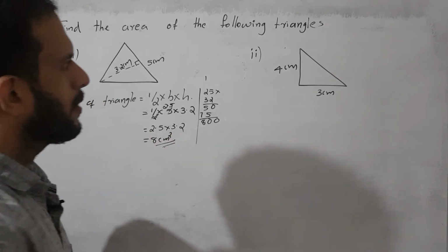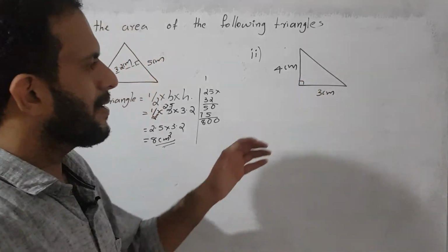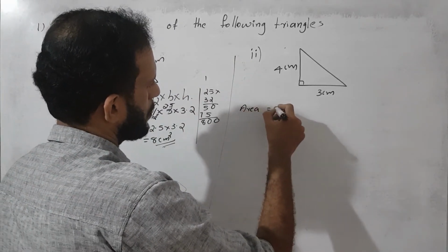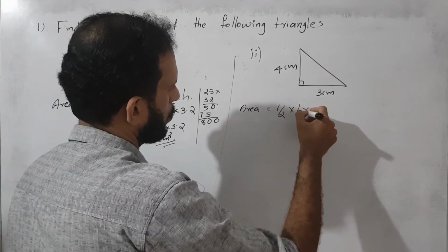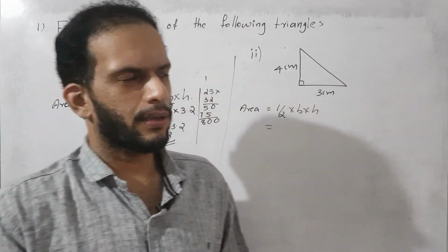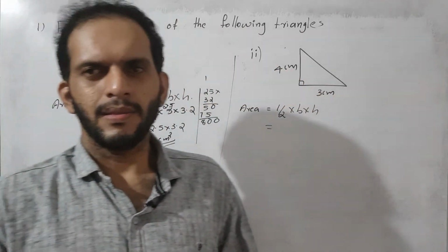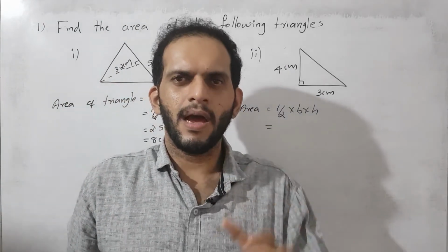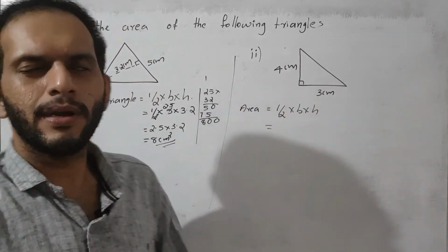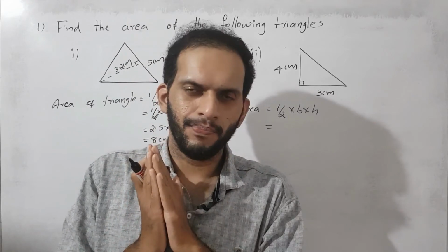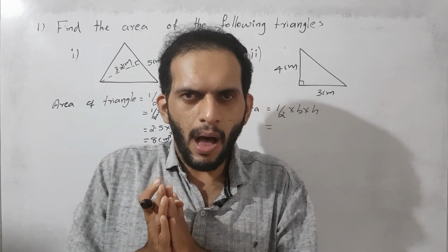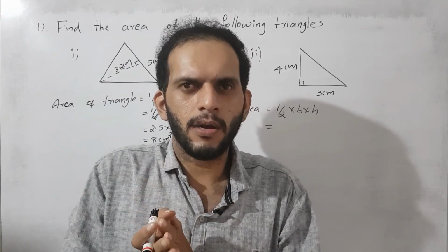Okay, then the second one. Here the equation is the same. The equation is area is equal to half into B into H. Then is any side measurement given? Yes, here the side measurements are given. What are they? Yes, 3 and 4. Then it is very clear that in this triangle one angle measurement is 90 degree. Correct? One angle is 90 degree, which means this triangle is a right triangle. In the case of a right triangle, the two given sides are perpendicular.